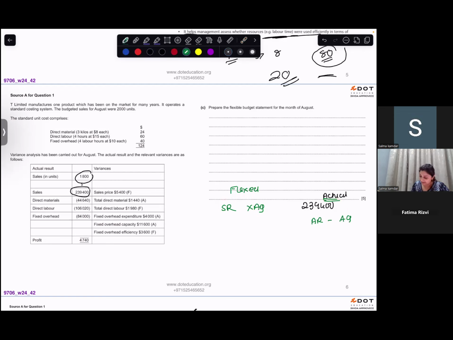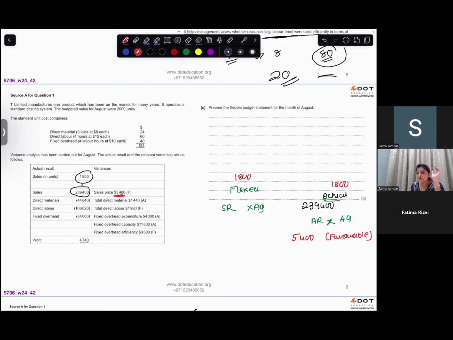I hope you are with me. Even this was for 1800 units, and even this is for 1800 units. So our variance is going to be because of sales. And they say the sales price variance is 5,400 favorable.